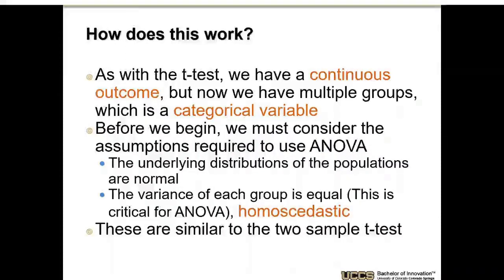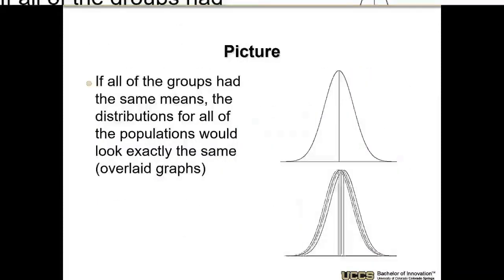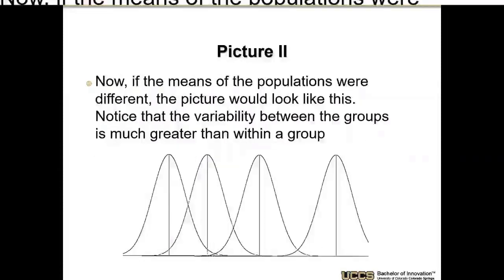So these are really similar to the 2-sample t-test. We make the same kind of assumption. We're just going to have more of them here. So what is it we're looking for here? If all the groups had the same mean, and since we already know they have the same variance because we assumed that, then I'd get a plot where they'd pretty much all overlay each other. It'd be pretty much the same overlapping distribution. If the populations were different, then there'll be at least one of them that doesn't overlap enough.